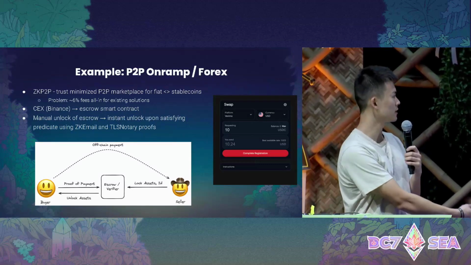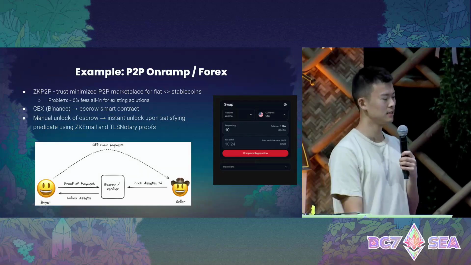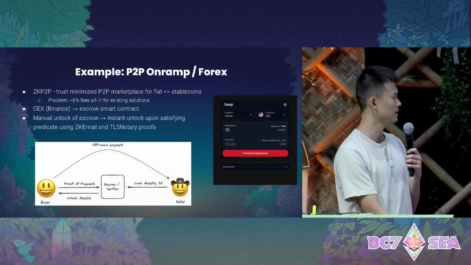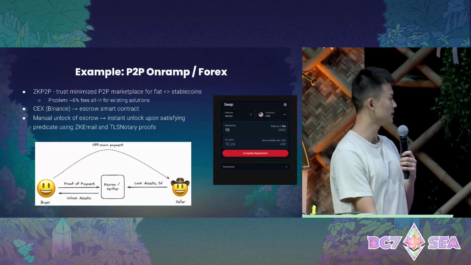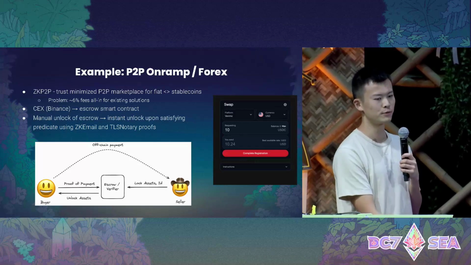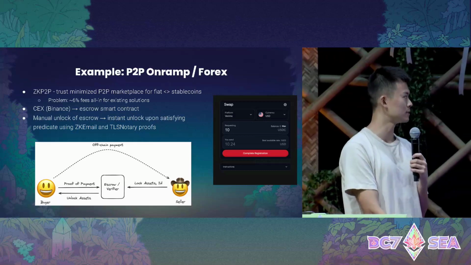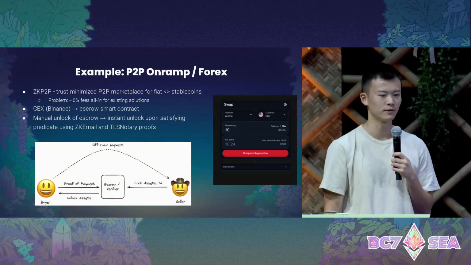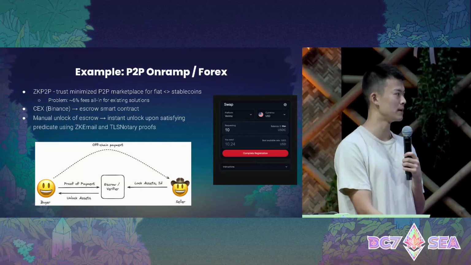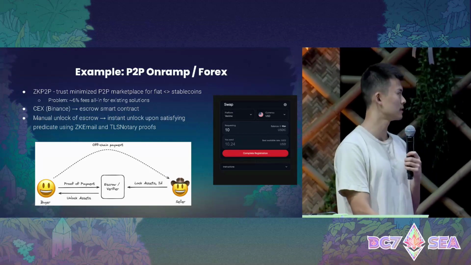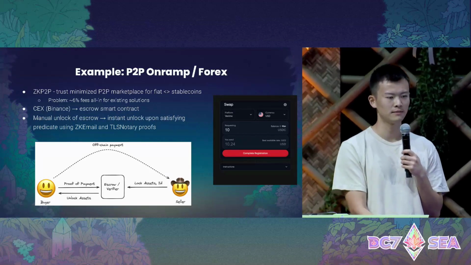The construction for this is pretty simple, actually. A seller comes in, escrows some funds in a smart contract and provides a payment ID. Buyer comes in, pays the seller, and uses that proof to unlock the escrow contract. It replaces Binance or any kind of centralized exchange with a smart contract, and replaces the manual process of unlocking the escrow with instant unlock upon satisfying a predicate.